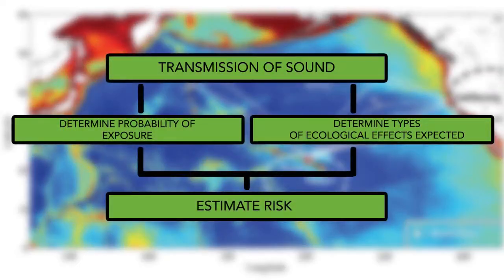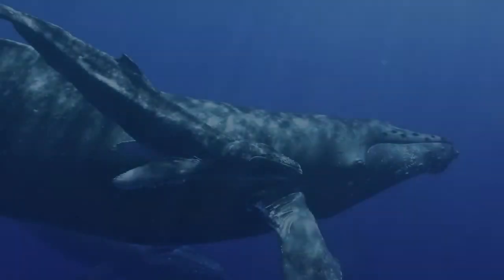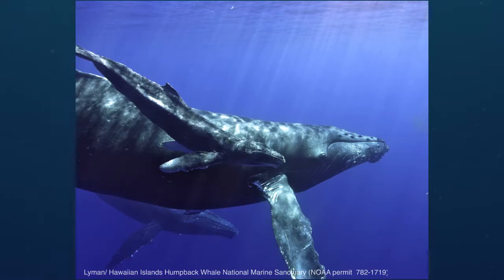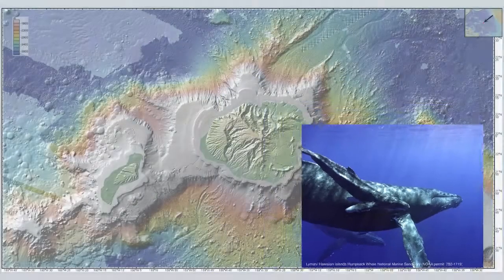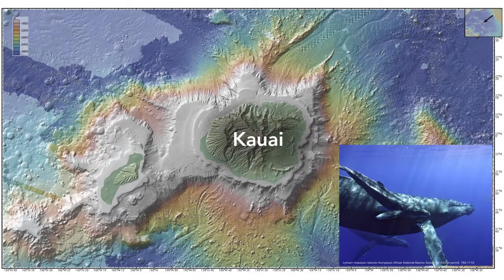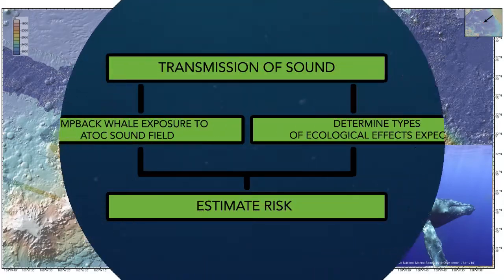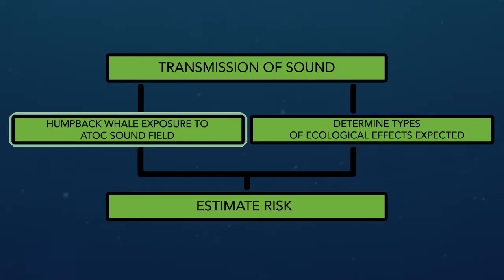In this example, the transmission of sound was defined as the problem in the first step of the ecological risk assessment process. This example will focus on the potential effects of the ATOC sound source deployed off Hawaii on humpback whales around the island of Kauai. Once sound from the ATOC source was defined as the problem, the next step was to estimate the humpback whale's exposure to the sound field.